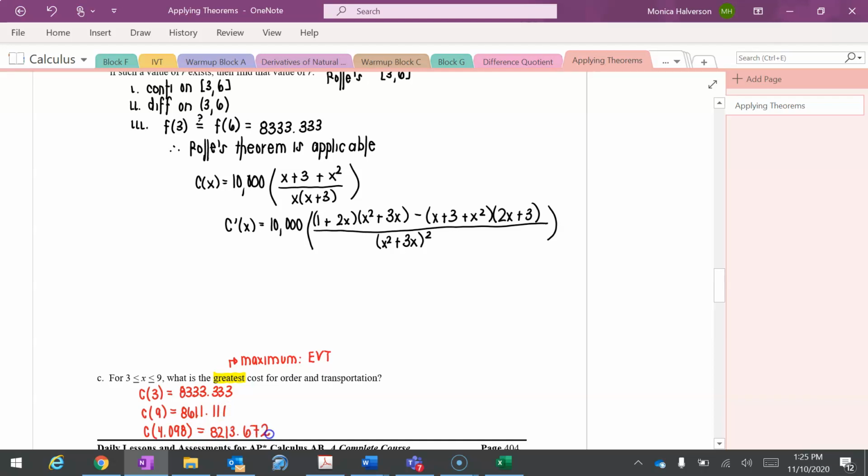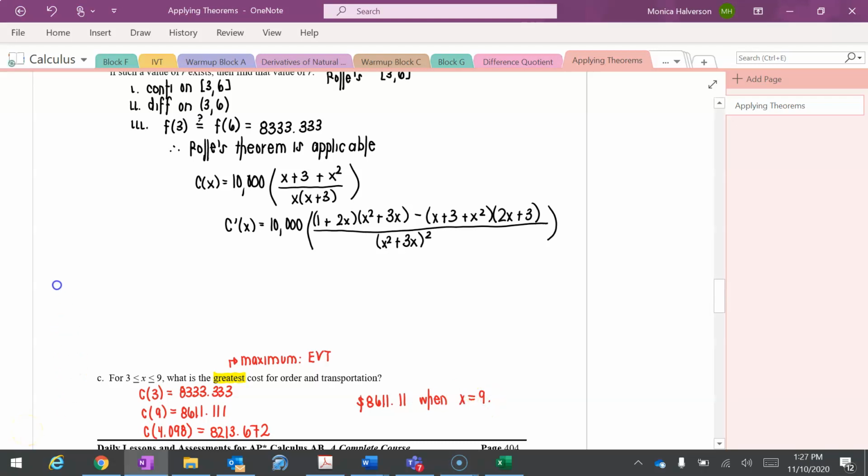So the answer to this, what is the greatest cost? The greatest cost is $8,611.11 when x equals 9.